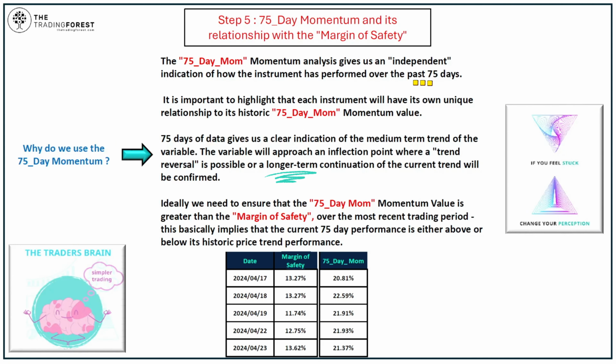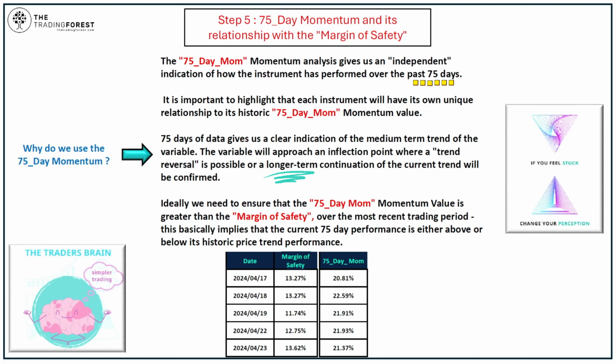The 75-day momentum analysis gives us an independent indication of how the instrument has performed over the past 75 days. It is important to highlight that each instrument will have its own unique relationship to its historic 75-day momentum value. 75 days of data gives us a clear indication of the medium-term trend of the variable. The variable will approach an inflection point where a trend reversal is possible, or a longer-term continuation of the current trend will be confirmed. Ideally, we need to ensure that the 75-day momentum value is greater than the margin of safety over the most recent trading period.